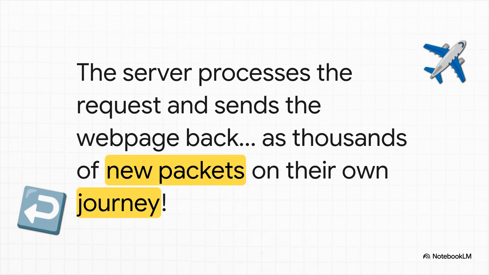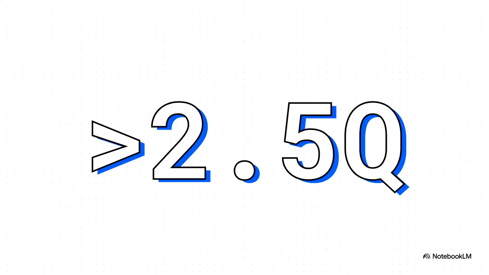And get this, this isn't just happening for your one click. Every single day, over 2.5 quintillion bytes of data are created. A quintillion? That's a number with 18 zeros after it. It's almost impossible to imagine. And every single byte travels as an individual packet, just like the one we followed.